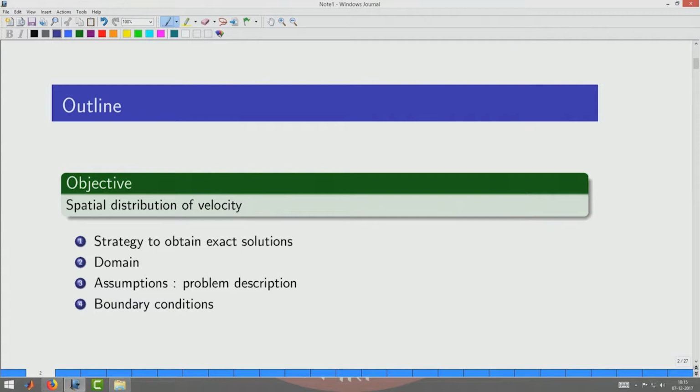Welcome to the session on flow problem statements as part of the NPTEL MOOC on transport phenomena in materials. The objective of this session is to define the problem in a way that will help us arrive at the spatial distribution of velocity. Very often when the maximum velocity or average velocity are required, usually we can use some empirical correlations or some energy balance equations to arrive at it.